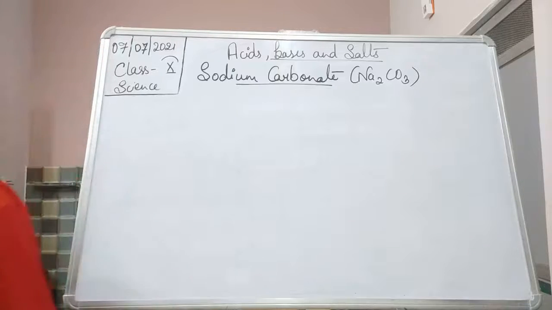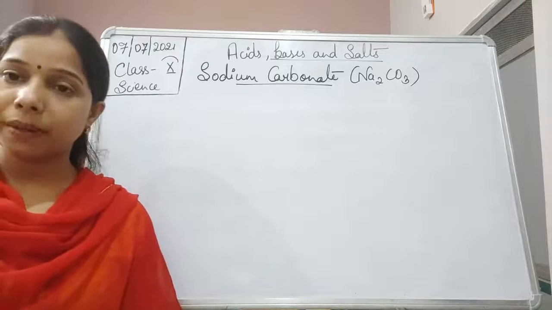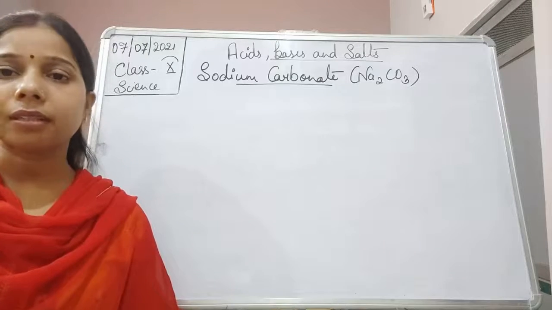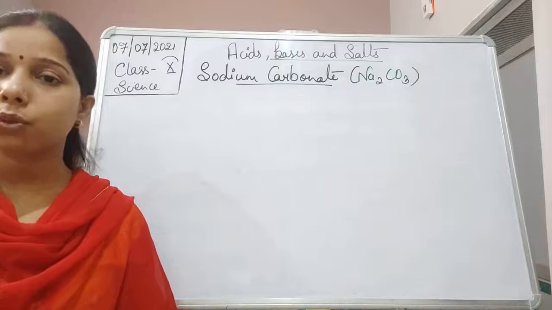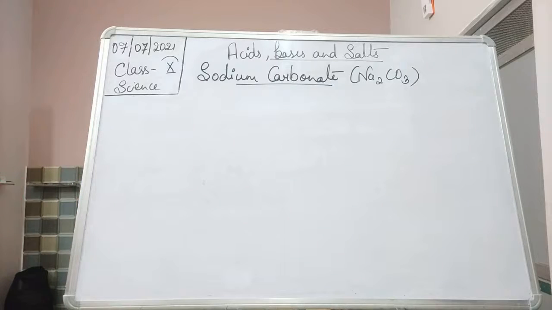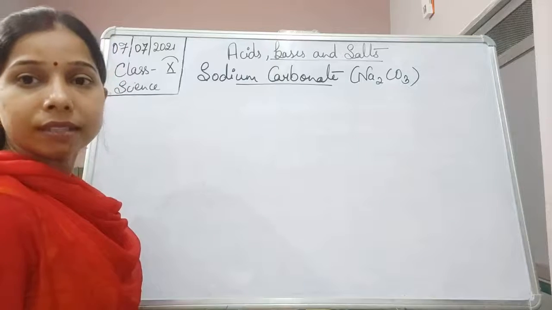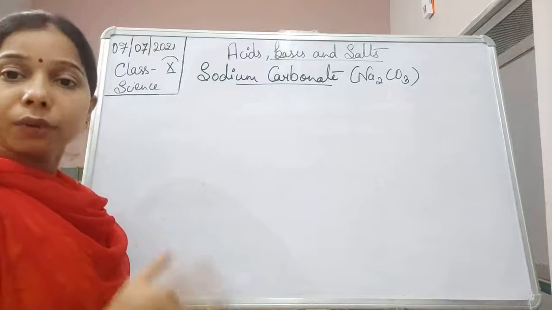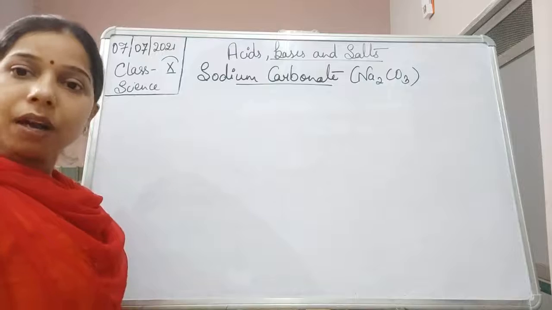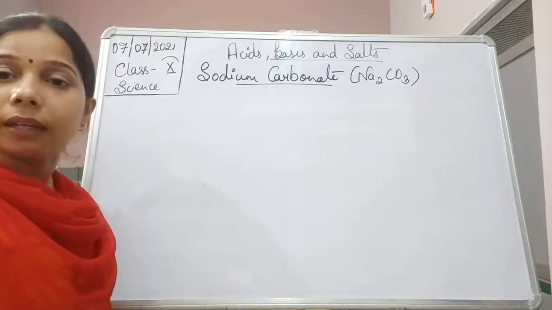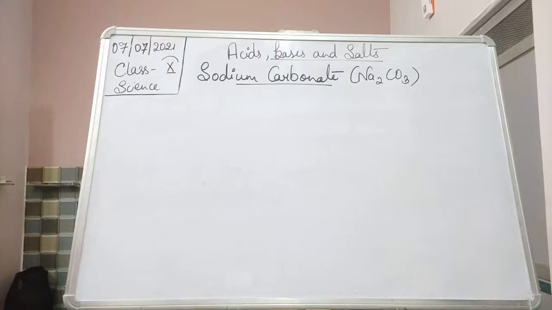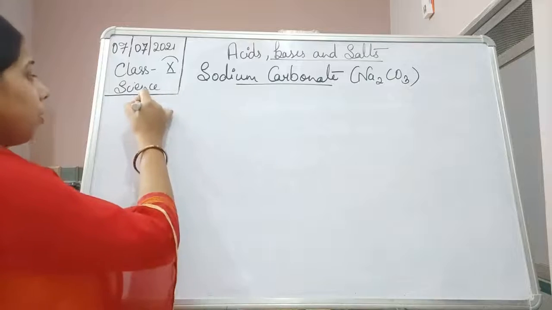Okay, now moving on, we were talking about the preparation. So let us see how we can prepare sodium carbonate. Basically it is prepared by heating and then recrystallizing it with water. We will get sodium carbonate decahydrate. So, preparation.